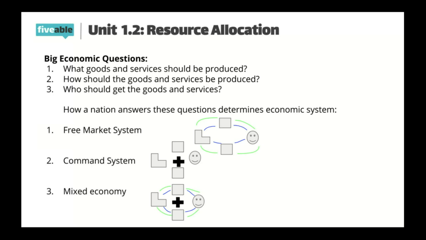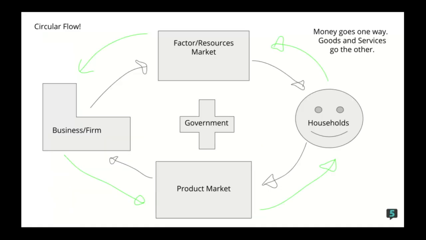The command system is where the government controls everything. The government answers those questions. In the free market system, individuals and society answer those questions. In the command system, government gets to answer those questions. Most economies, with probably the exception of two, borrow from both of these systems in what's called a mixed economy.